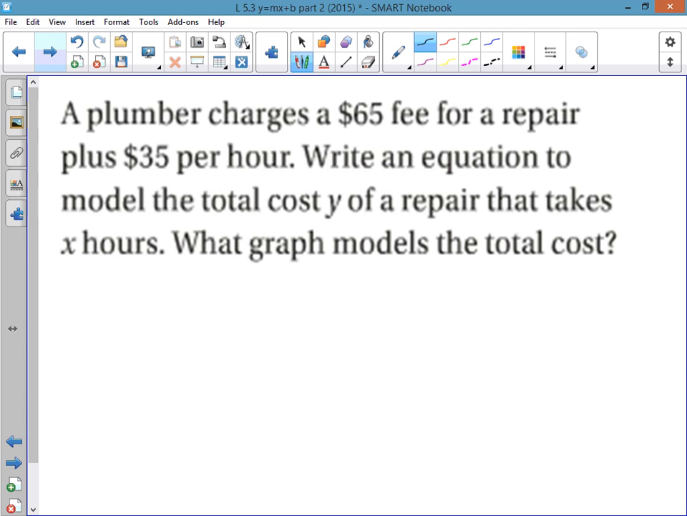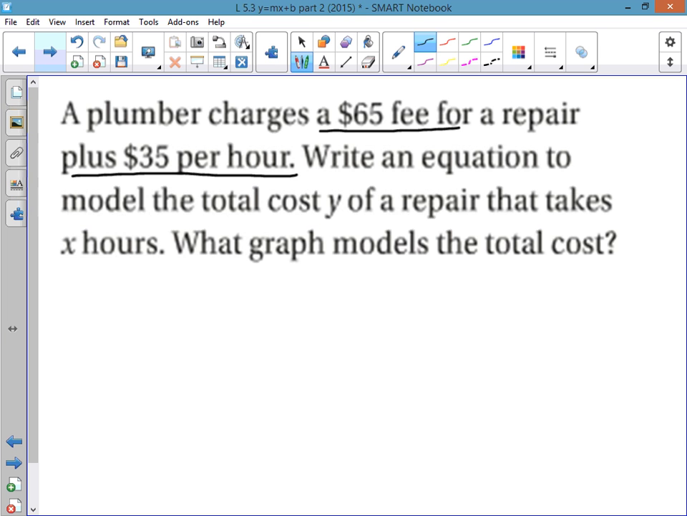Now, you kind of have to understand how businesses operate, or plumbers operate, or repairmen operate. Usually they'll charge you a flat fee just to show up at your house. In this case, the plumber charges a $65 flat fee. And then once they get there and they look at your problem, then they're going to charge you a rate. And the rate is usually per hour. And that's what this plumber charges, $35 per hour.